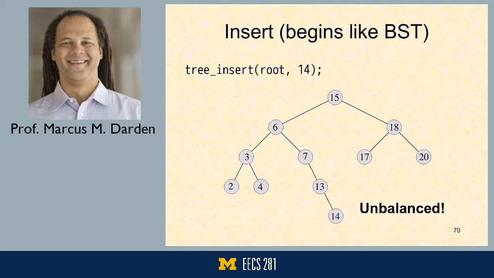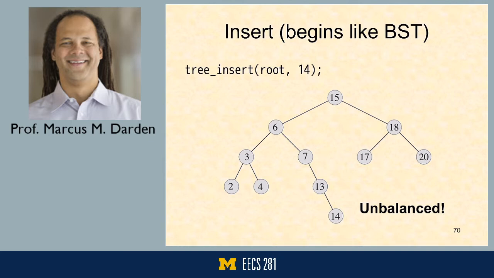So let's do an insertion here. We're going to go from the root and insert 14. Say, well, I'm looking at 15. It's less than that. Let's go left. It's not less than 6, go right. Not less than 7, go right. Not less than 13, go right. Oh, wait, we've got a null pointer. Then this is where we insert the 14.